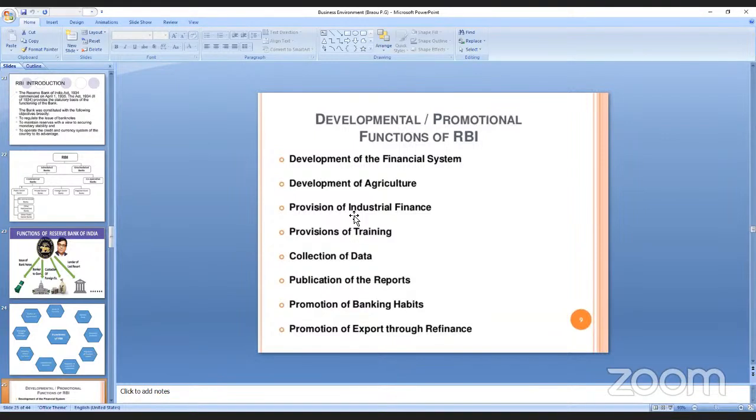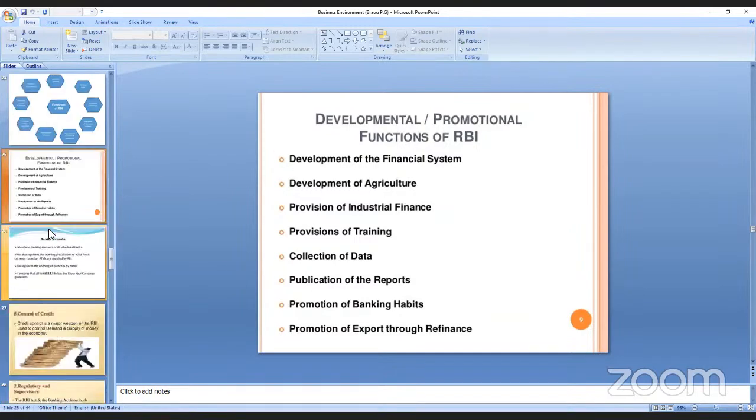So this is the promotion of export through refinance. The people who take finance from me deal in huge amounts, not very small amounts. So they go for the refinance of the loans they have taken. Once you make the finance, again taking that, they make the refinance.